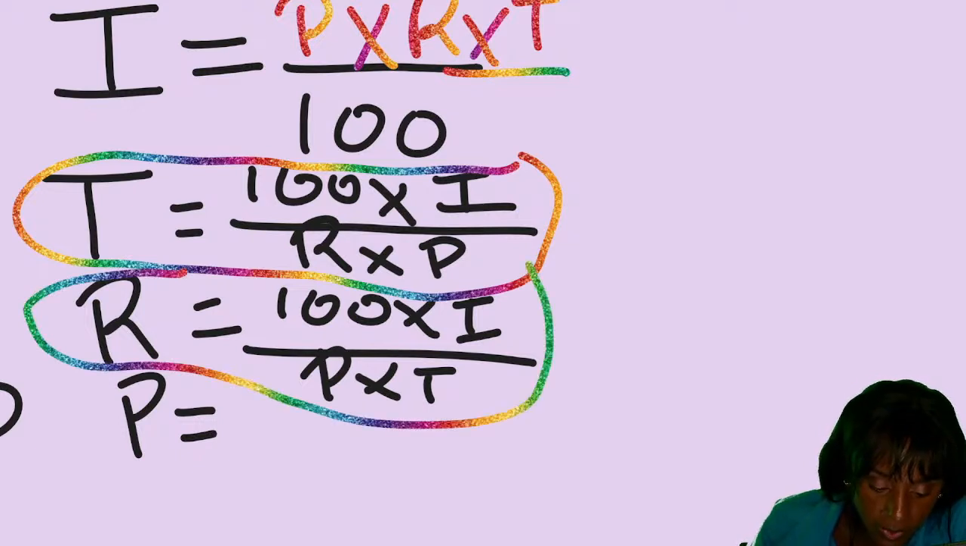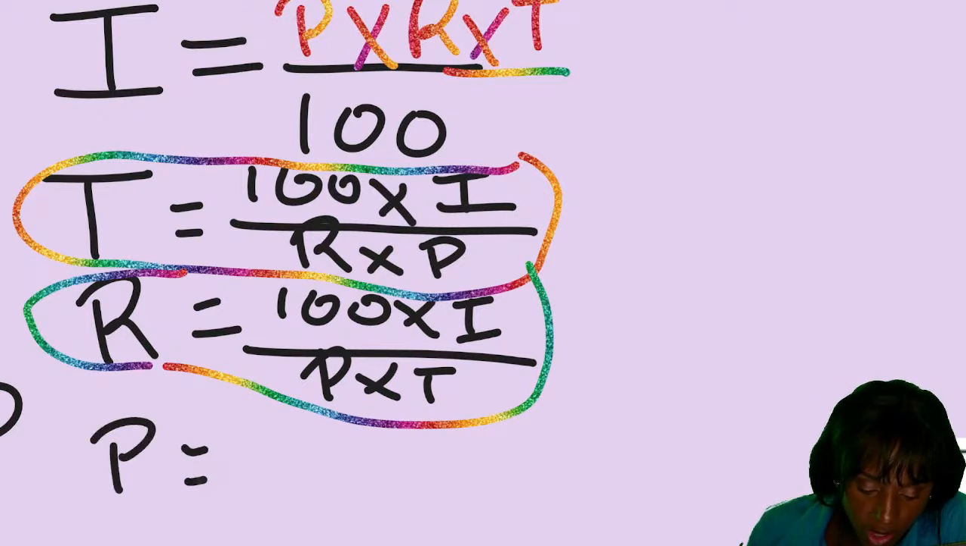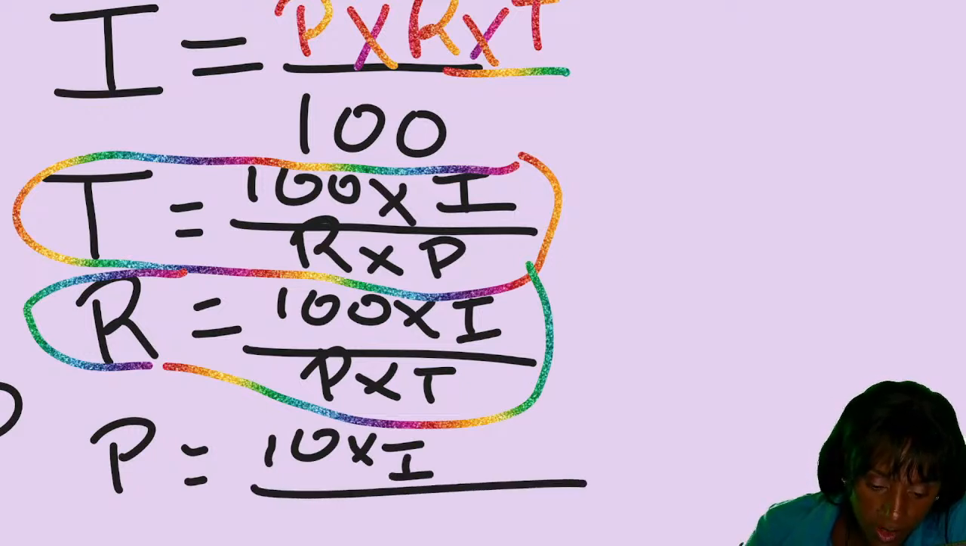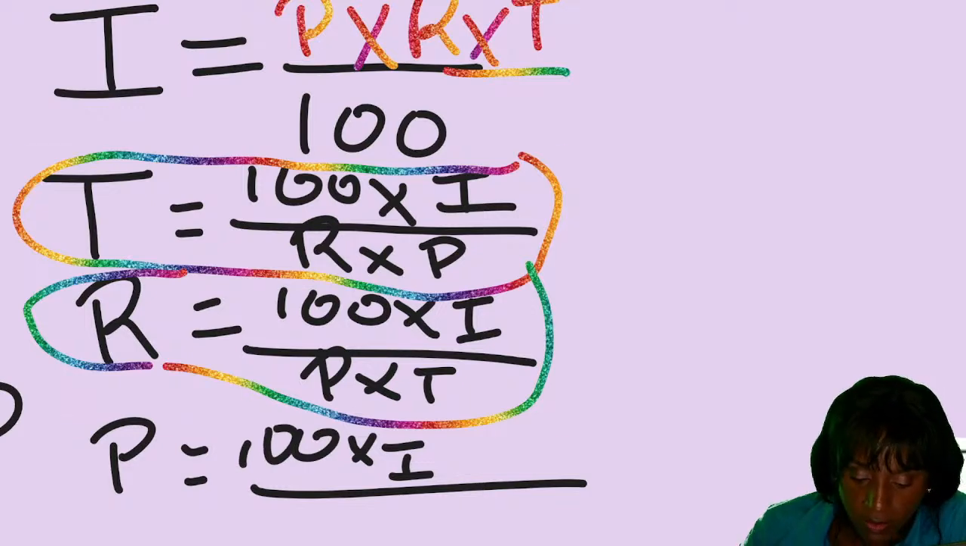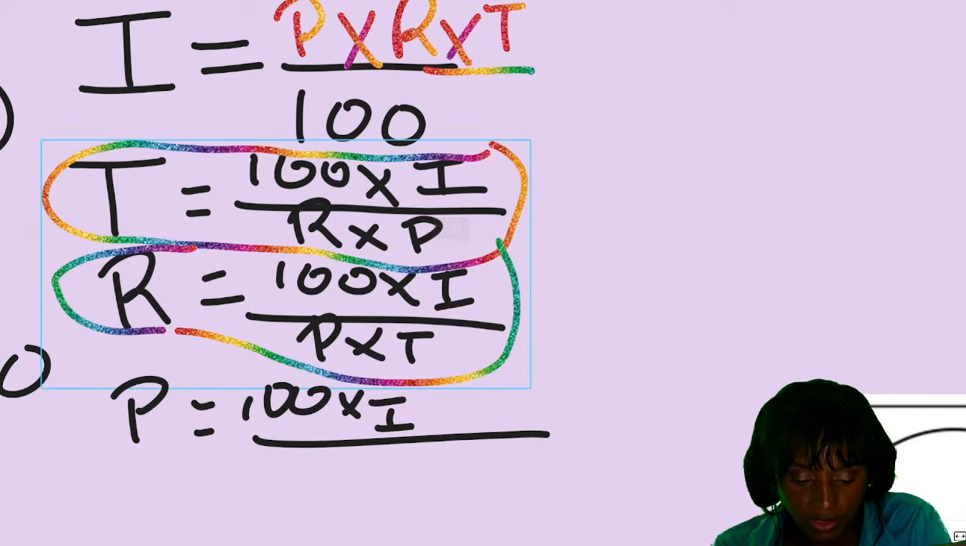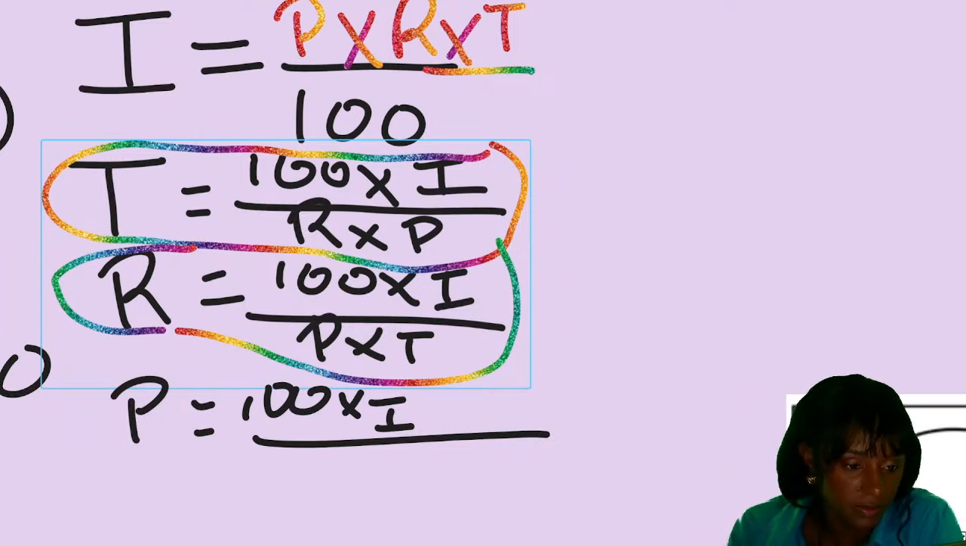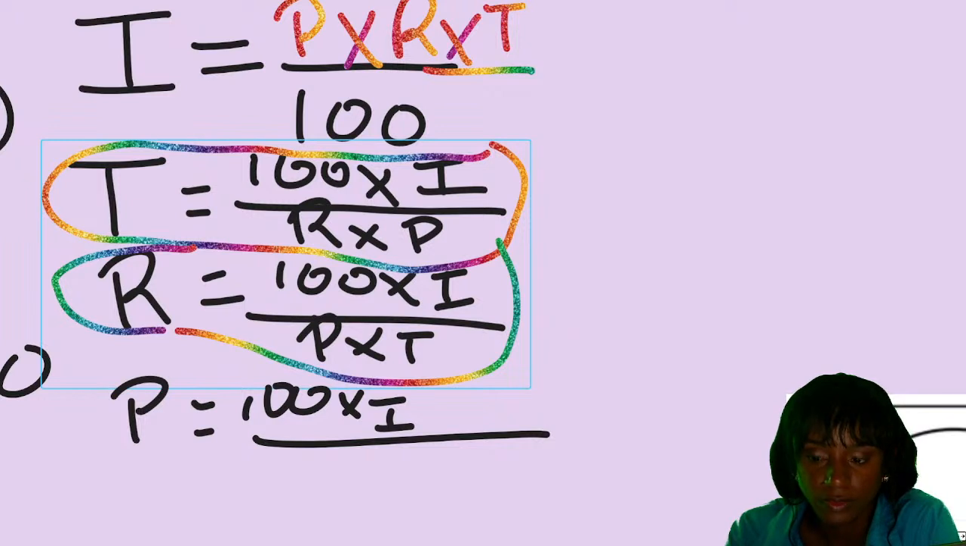So for principal now, if you're asked to calculate principal, guess what? The numerator is the same, 100 multiplied by I. What are we missing? What's the denominator when we're calculating the principal? Remember, when we have principal, we're dealing with interest. Principal is equal to 100 multiplied by I, okay?